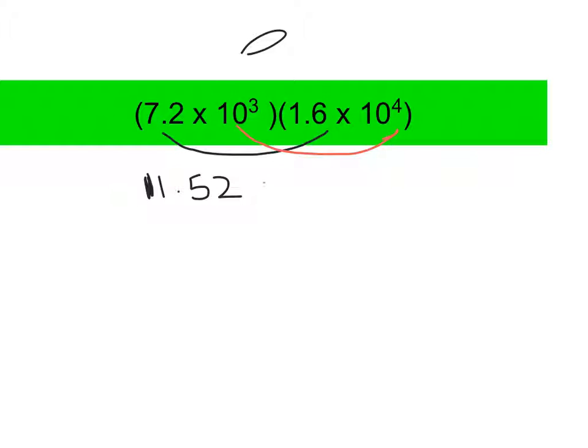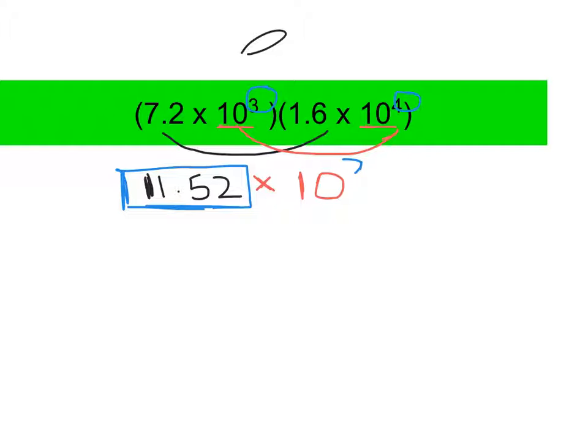So we're going to write that as 11.52 times, we've got two tens that have the same base, so we'll leave our base the same. And remember that when we're multiplying, we're going to add our exponents together if they have the same base. So we would have 3 plus 4, which is 7. So our exponent is 10 to the 7th power. Now the thing with scientific notation, if you remember from yesterday, is that your first number needs to be a decimal between 1 and 10.